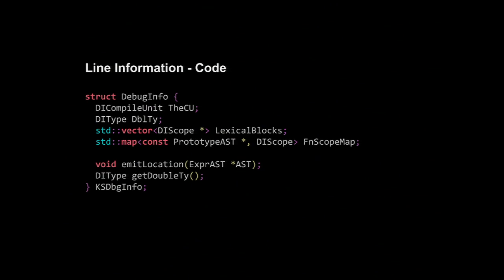Are we in the function? Are we in something else? Where are we? What are we located in? How deeply nested are we? So we have a little bit of a scope nest there and stuff like that that we added.